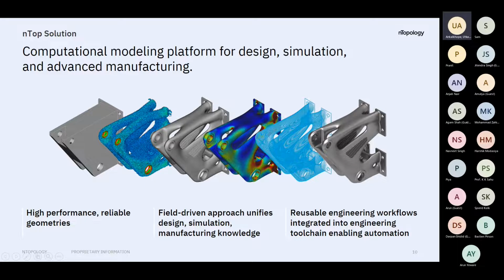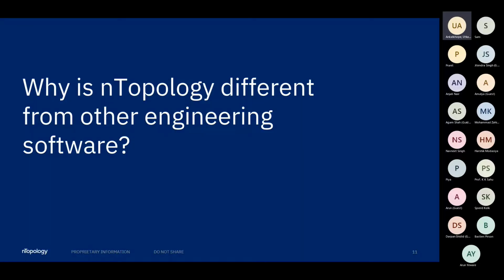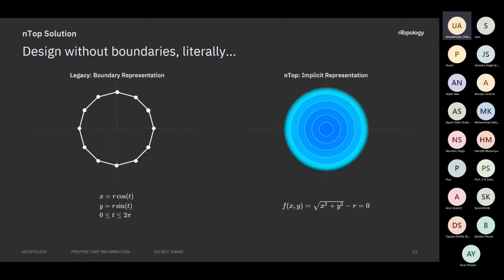So design space, first iteration, then you can get the AM file, simulate it again, make sure all the boundary conditions and load conditions comply, slice it and print it. So everything at one place. And obviously, how is it different from other engineering software? So we have to think much deeper. And here are some examples.